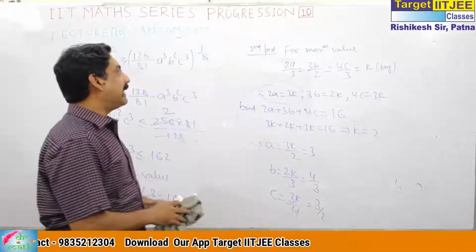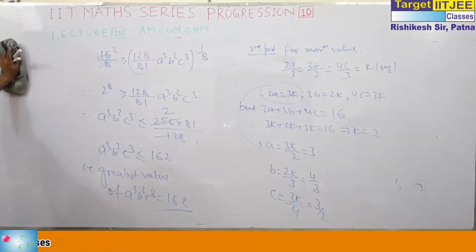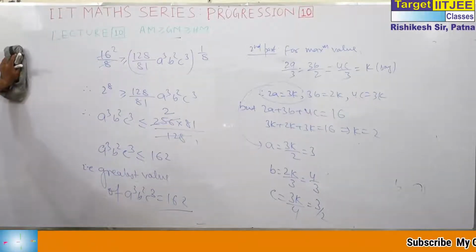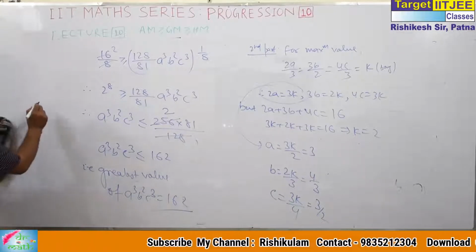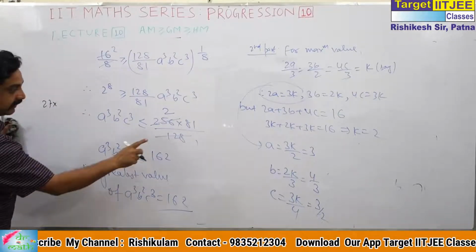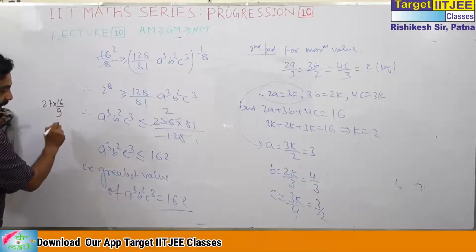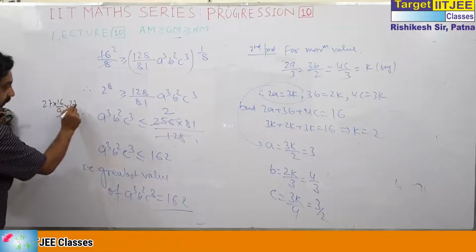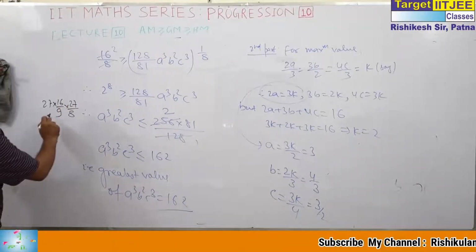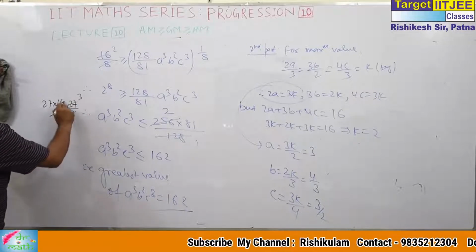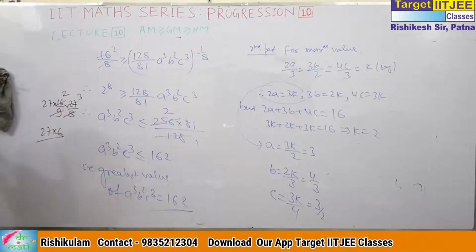Before ending the class, I will deal with one more point. Let me check the answer. This is actually 27. This is 16 by 9. And this is 27 by 8. So 9 3s are 27, 8 2s are 16, and 26 plus. Yes, the answer is correct.